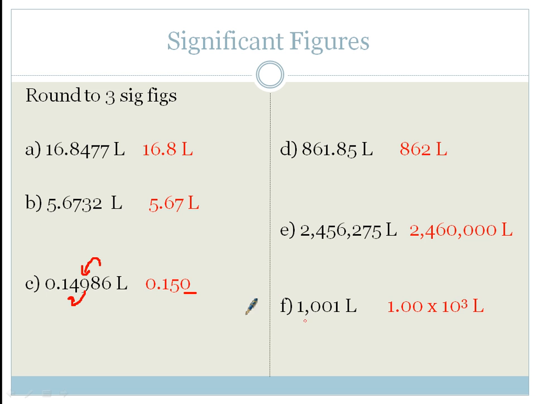The other tricky one is over here, F. Obviously this number rounds to 1,000. Alright, but how am I going to write 1,000 as 3 significant figures? I cannot put a 0.0 behind it because then this is significant, this is significant, all of these are significant. That's 5 significant figures, that's too many.